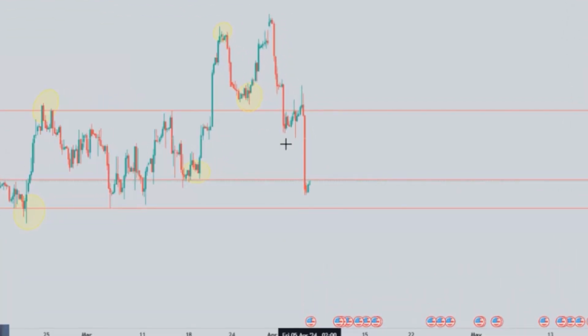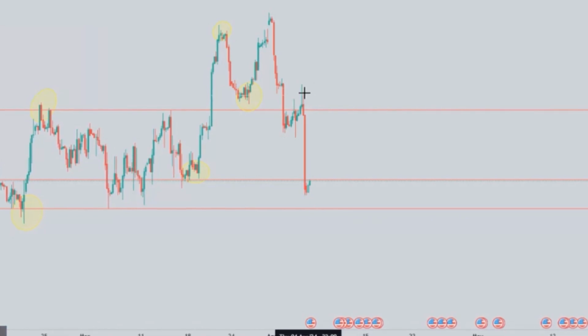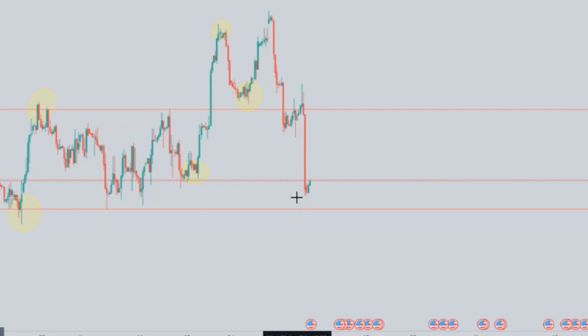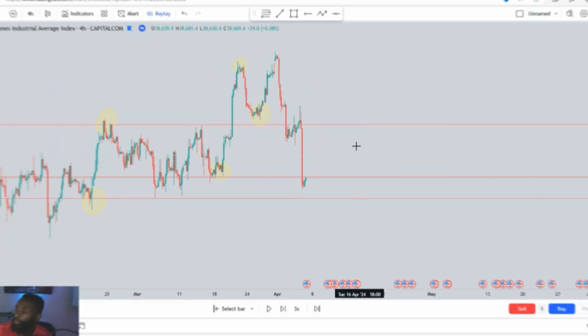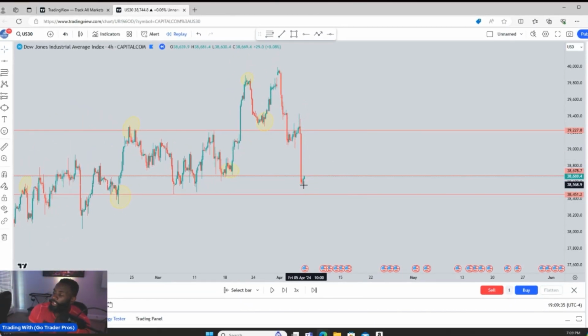Okay, it did break. This broke. So now this is the new higher low, and you got a lower low. So what do y'all think? Maybe sellers might be kicking in. And this is where I'm putting in my sells.